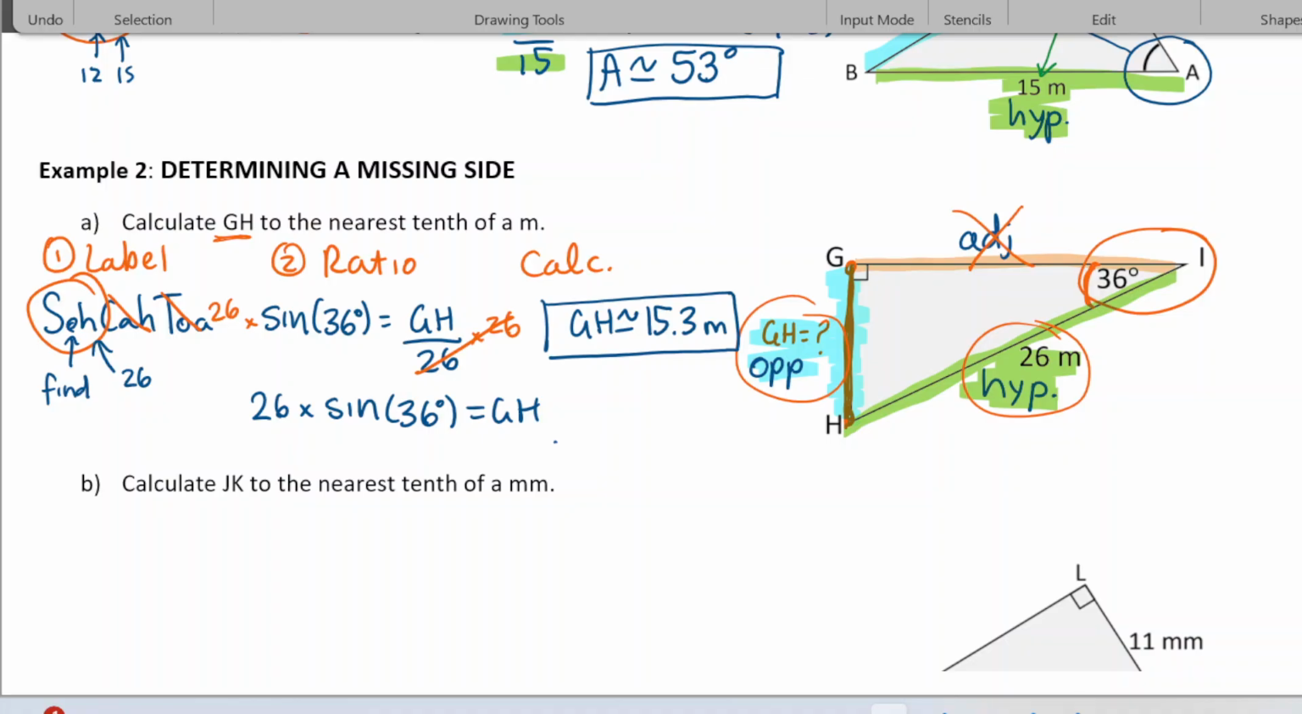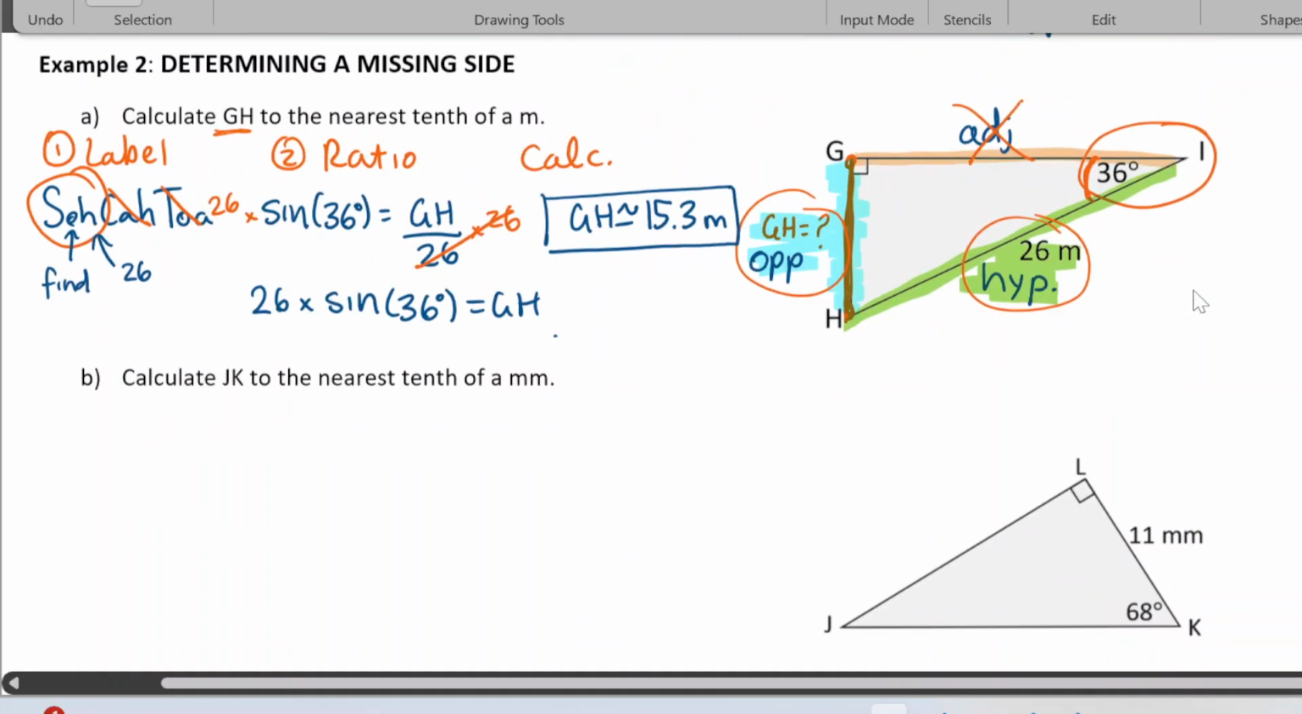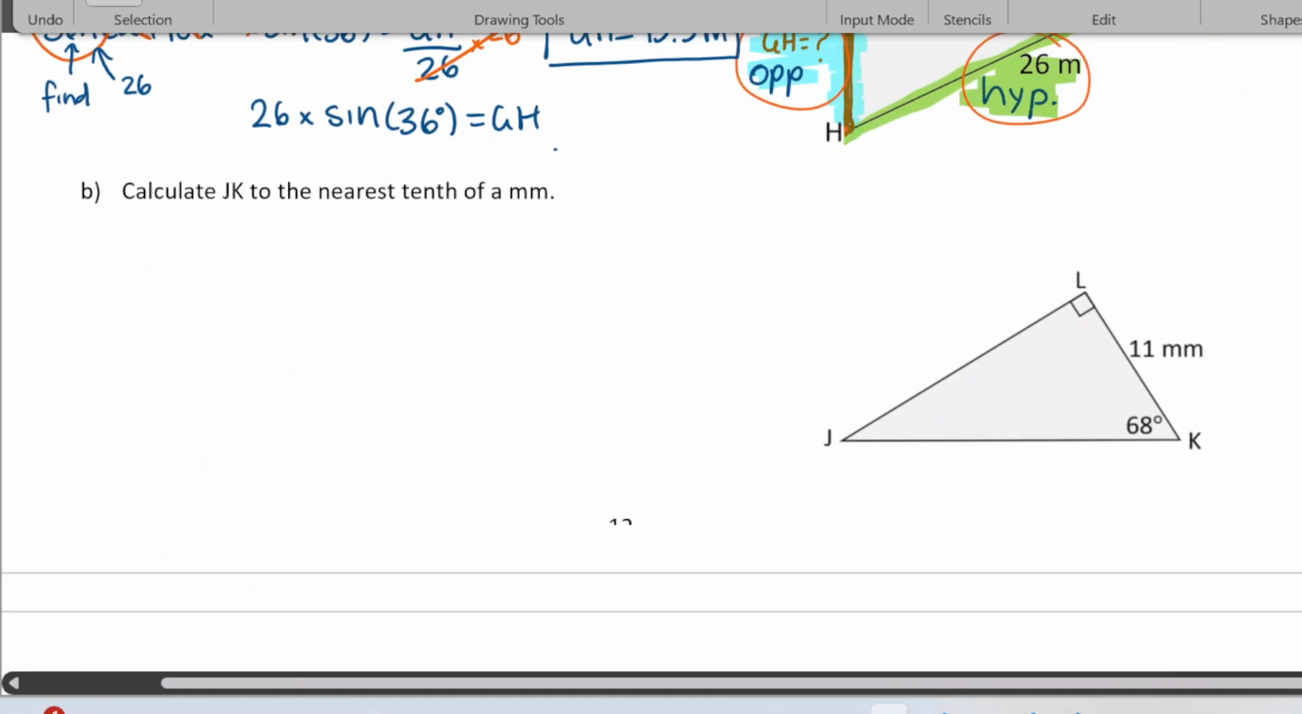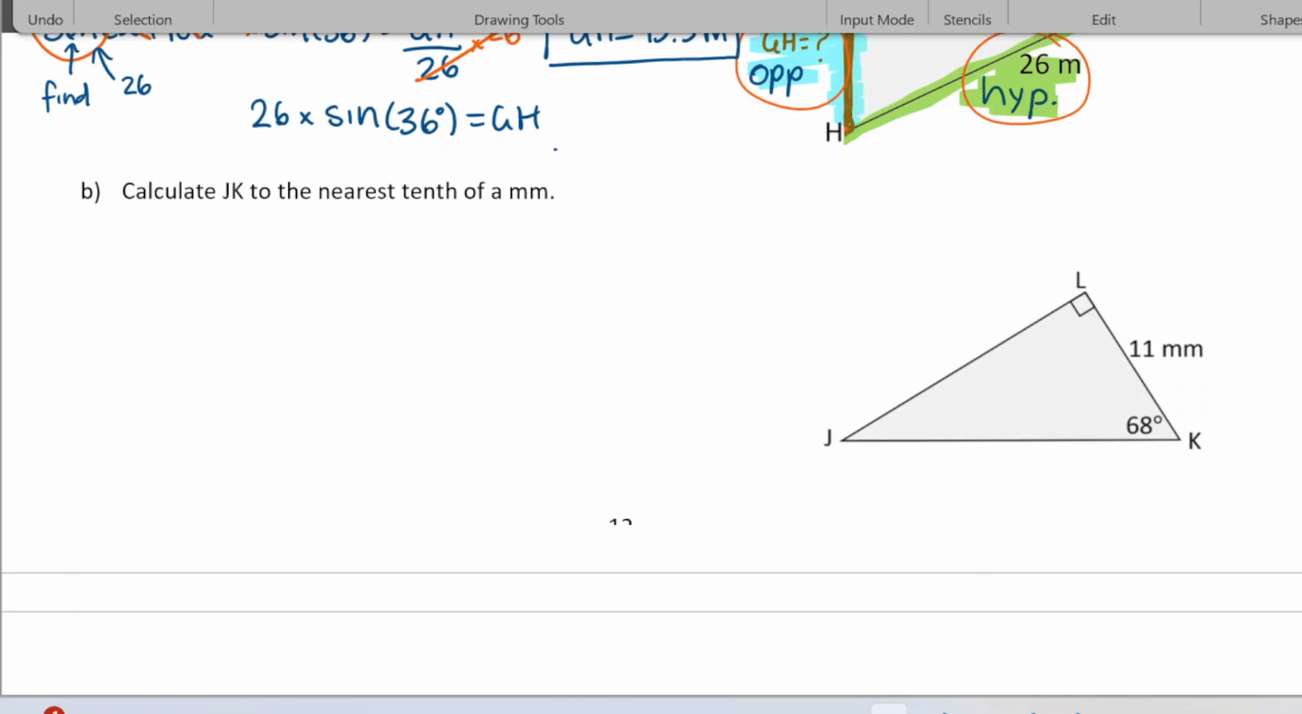Let's do one more. You might want to pause the video here and see if you can do the last one on your own, or you can do it along with me. Same 3 steps, I'm going to write them out. Label, write the important ratio, calculate. Okay, so here I'm asked to find JK, which is this length here.